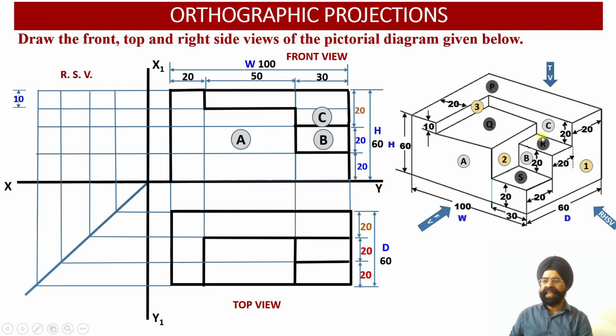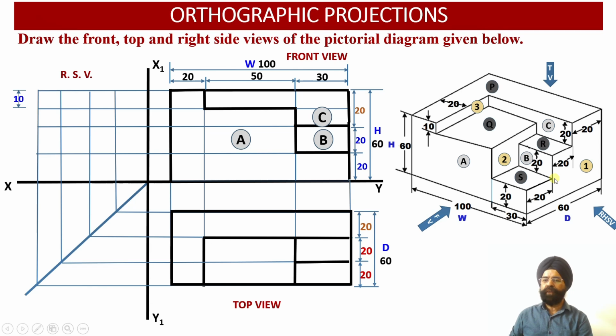This surface R has dimensions: depth equal to 20 and width equal to 30. So there is depth 20 and the width is 30. The same is true for surface S. You have the width equal to 30 millimeter and depth equal to 20 millimeter.